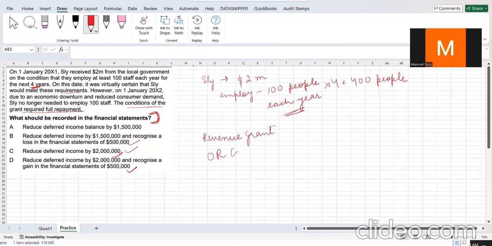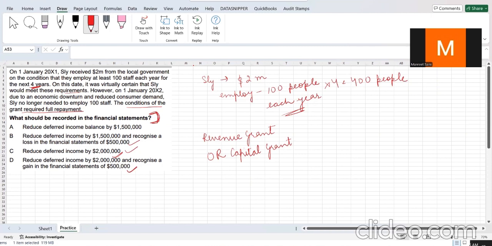Okay, so now, first step for us to identify is it a revenue grant or capital grant? What do you think it is? Pause the video and think. Is this a revenue grant or is this a capital grant? So, we studied that revenue grant is for meeting certain expenditure that you have to incur each year. So, 2 million of the grant I'm receiving to meet the conditions over the 4 years. But is it for the purchase of any non-current asset? No. It does not say that it is for the purchase of any non-current asset, right?